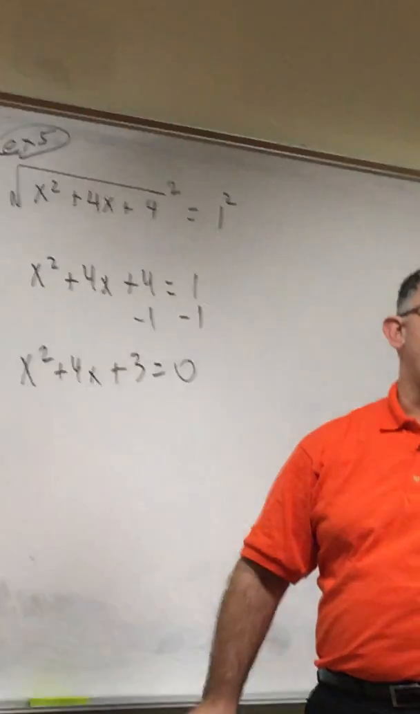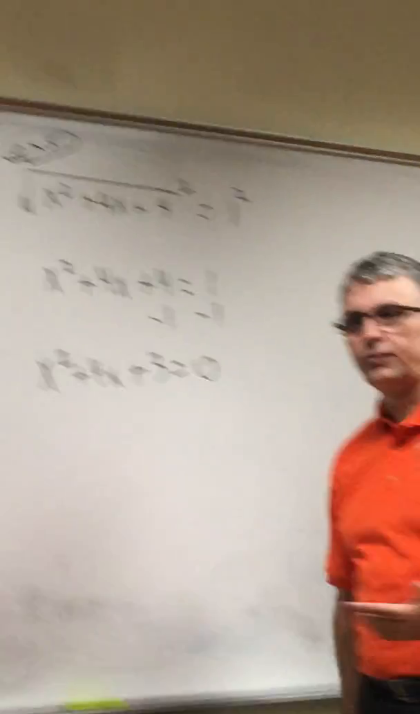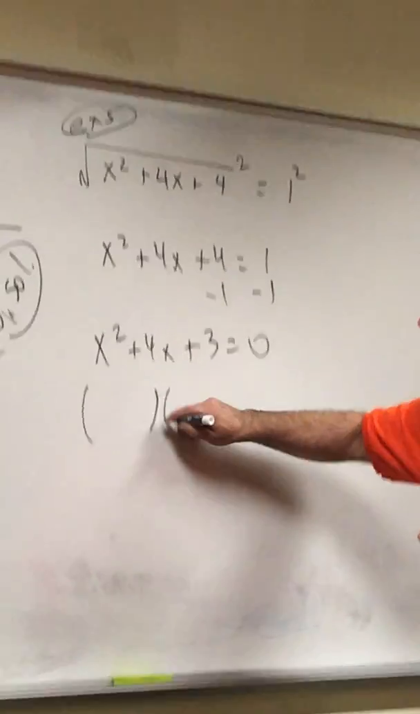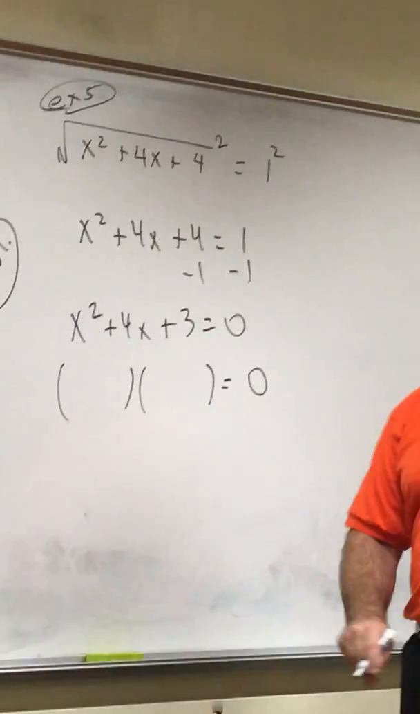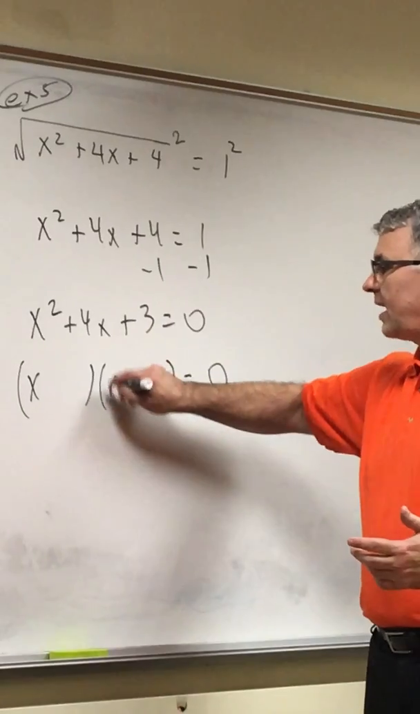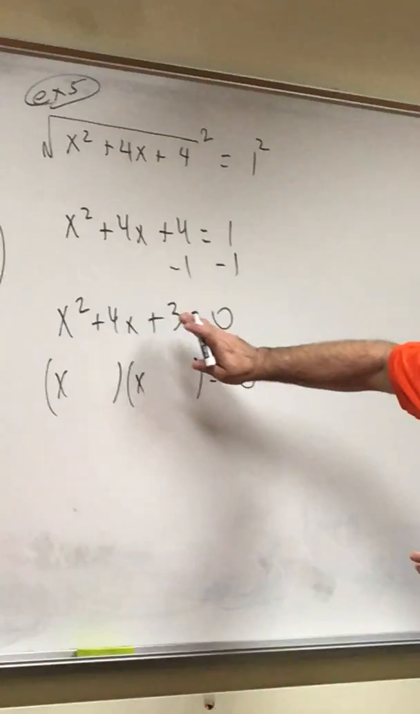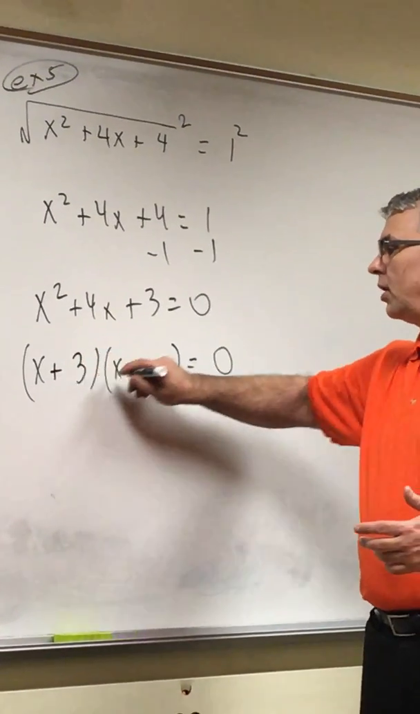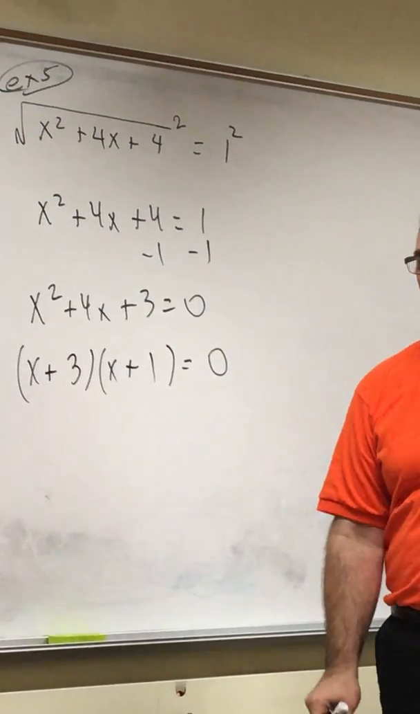Now, you could use the quadratic equation. You could complete the square. By far the easiest way to do that is to factor. This factors very easily. What multiplies to be 3 adds to be 4. Plus 3 and plus 1.